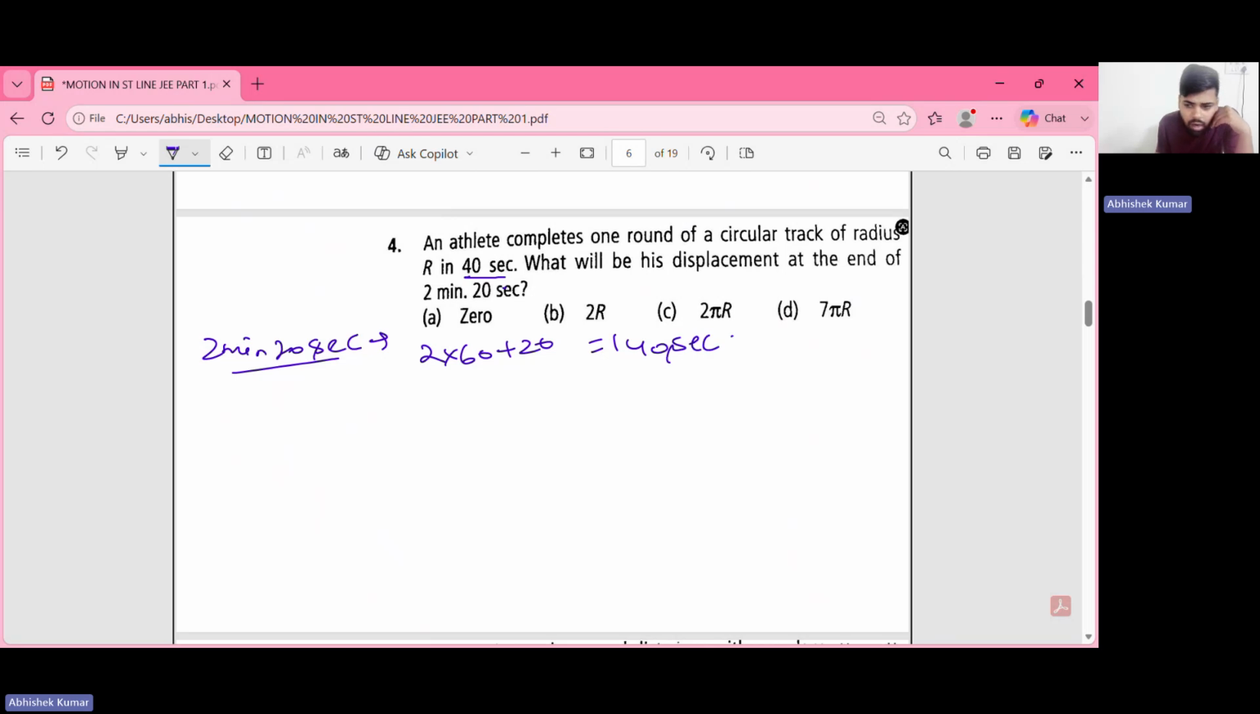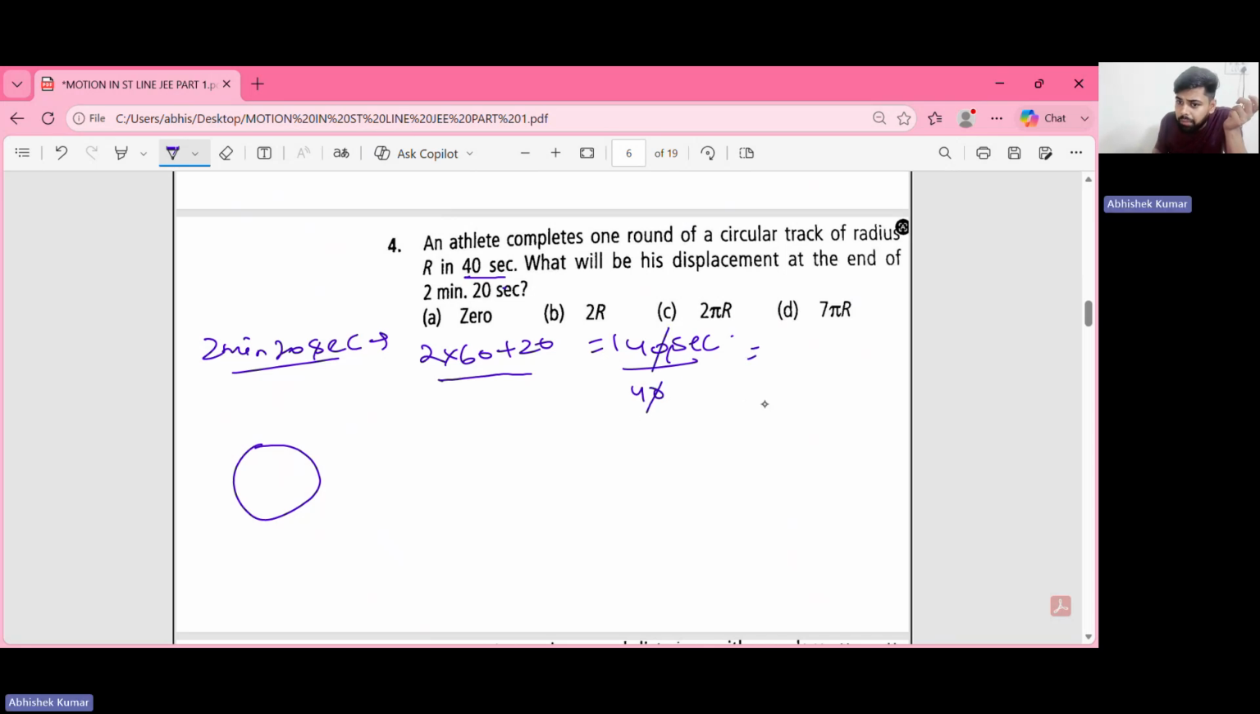How did you do it? 1 minute is equal to how many seconds? 1 minute is equal to 60 seconds. The same thing I have done here also. Now what is the important thing to know? One revolution is in 40 seconds. So in 140 seconds, how much will it take? In one revolution, he is taking 40 seconds. It means in 140 seconds, how many revolutions? So see, divide it by 40. So what will you get here?